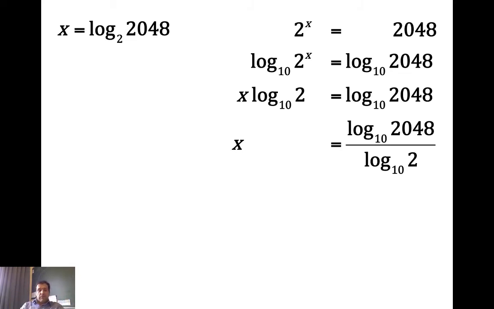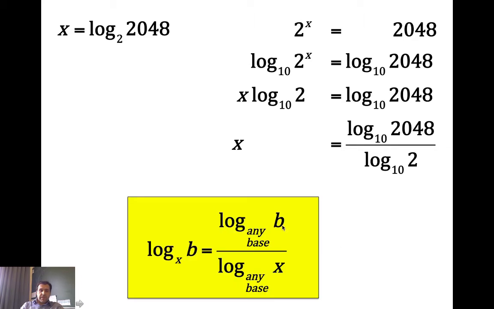So a general rule, the base x log of some number b is the log of b divided by the log of x, which sounds complicated, but if you see it with an actual example, it's quite straightforward to remember how to do it.